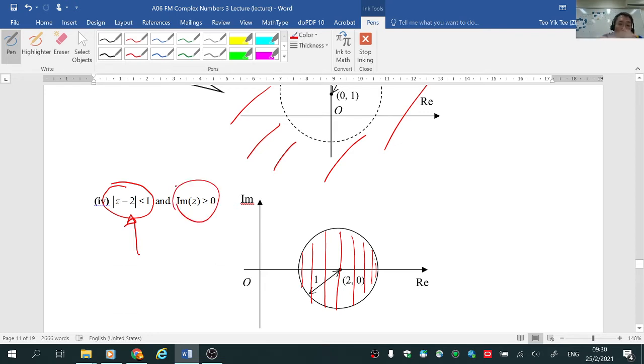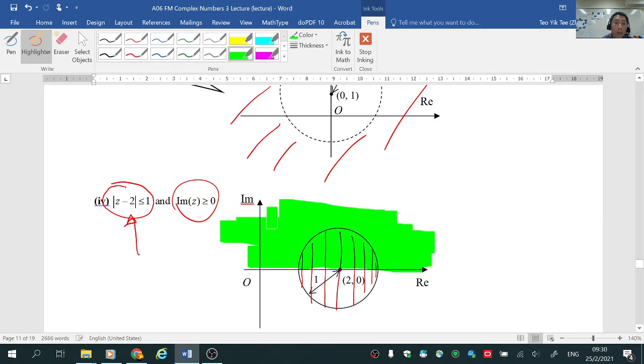Second part, imaginary part of z must be greater than or equal to 0. So where is this imaginary part greater than or equal to 0? Obviously it is this section above. So going back to your inequalities concept, the magic word that links these two is the word and. So what does and tell you? And says I must take the intersection. The intersection of the green section I've shaded for you, as well as the red lines that I've drawn in, will just be this region that I'm shading down here.